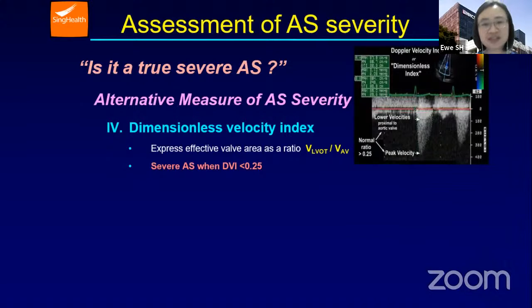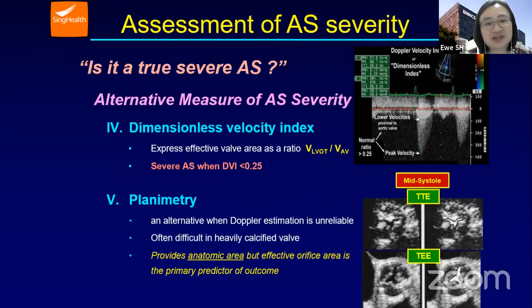Sometimes optimizing the windows may be really difficult. We take a ratio, the dimensionless index. In this case, anything that's less than 0.25 or 25% tells you that it's hemodynamically significant severity of aortic stenosis. So I think it is a nice measure if you really cannot align the jet, apart from doing an invasive catheterization. Planimetry also tells you a bit more about the anatomy of the valve, so it tends to tell you if the aortic stenosis is severe, and it is also a nice method to assess aortic stenosis if you can't really get the highest gradient.